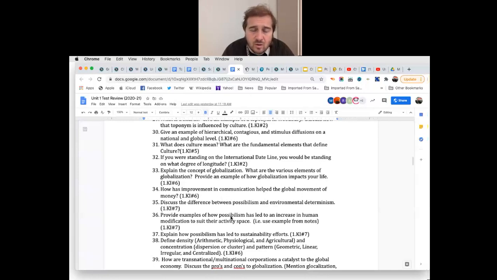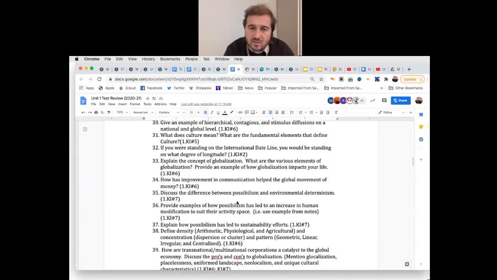What are the various elements of globalization? Well, globalization, the vehicle is multinational corporations. Globalization involves the movement of material artifacts of a culture, and usually it's just exchanged between more developed regions, people with expendable income. Those that don't have income, the periphery, don't see any part of this global economy. Provide an example how globalization impacted your life. Well, many examples. Just look at everything around you that has globalization impacts on it, creating a uniform landscape.